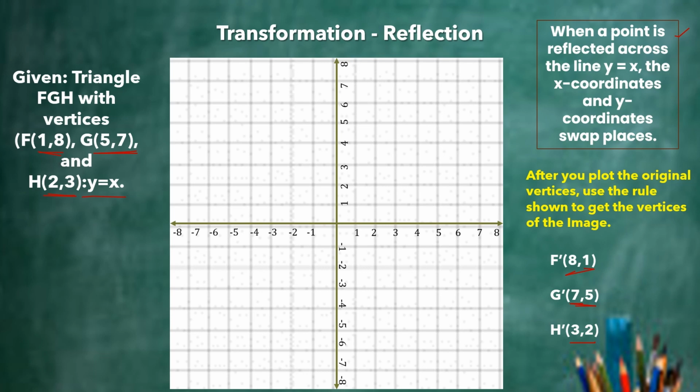And then all we do is plot our points. So our original points, we have (1, 8), (5, 7), (2, 3), and we connect them. That's our pre-image. To get our image, we plot our new set of vertices right here. We have (8, 1), (7, 5), (3, 2). We connect those, and you have reflected triangle FGH. And that's all it is for that.